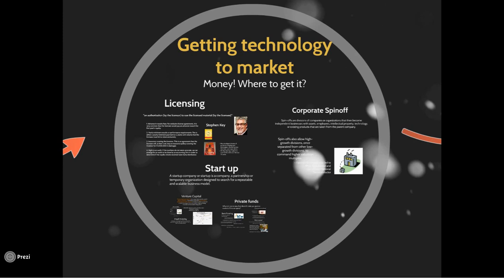So, getting technology to market. Money, where to get it. This is probably the biggest and hardest thing, is money. You need money more or less to get anything started, either to actually build the actual physical devices, if you're doing some kind of physical device, or to pay the software developers if you're doing some kind of software, anything like this. There's many different ways to do it: licensing, startup, corporate spin-off. These are kind of the main ways that I discovered.